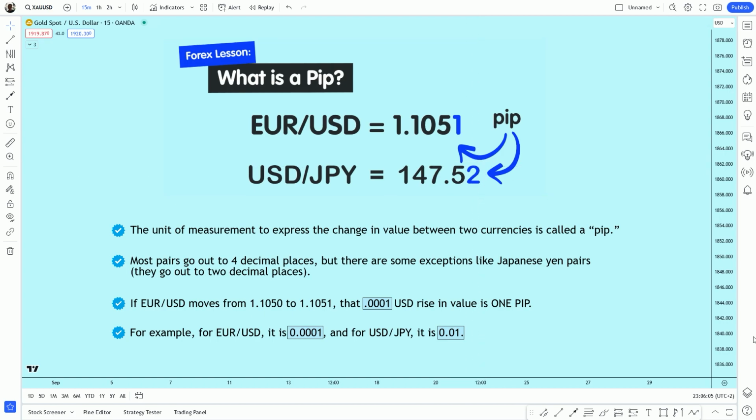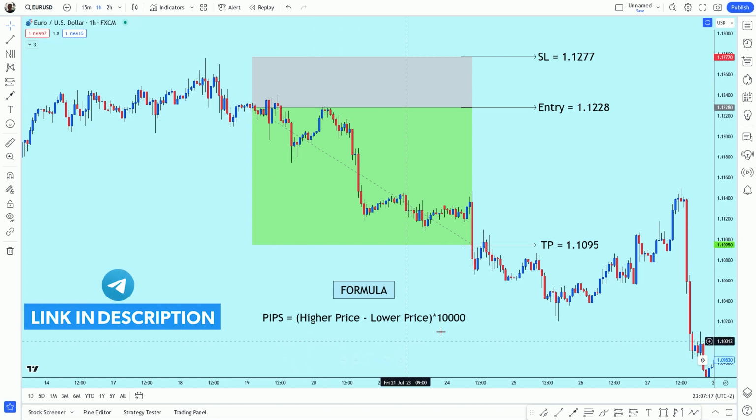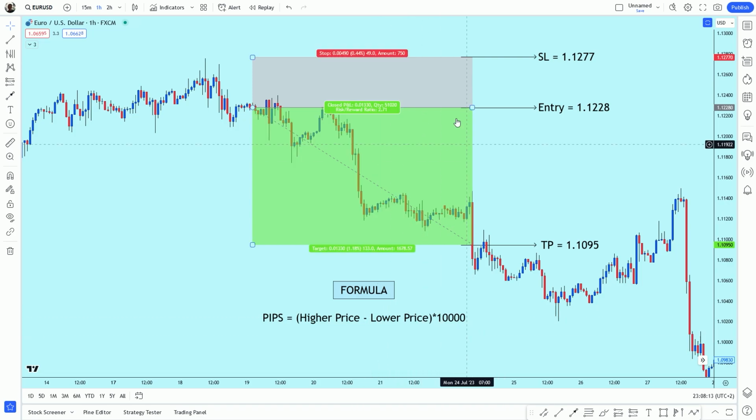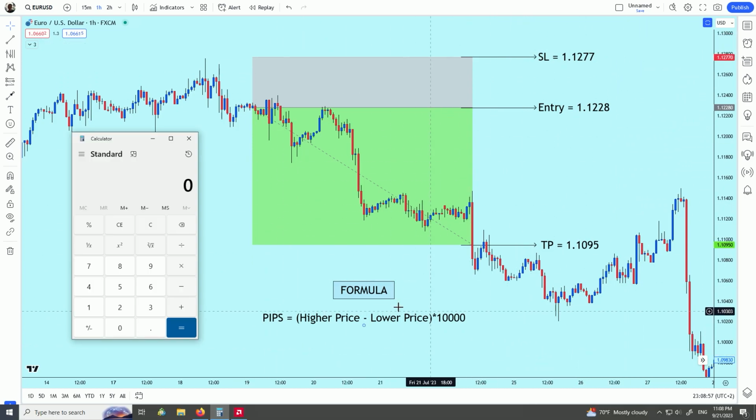And now let's see some examples. Here you can see how to calculate pips in a very simple way. You can simply use this formula here. You calculate the higher price minus the lower price and then you multiply it by 10,000. This is a sell example or short example and these are the levels. So let's calculate this now. All you have to do is follow this formula here.